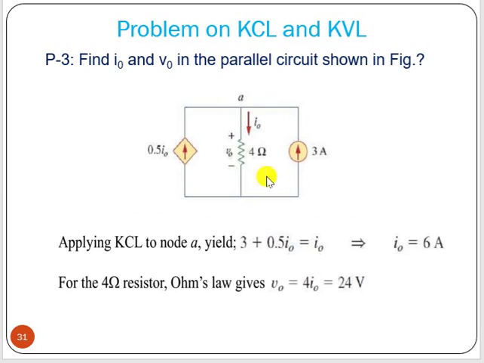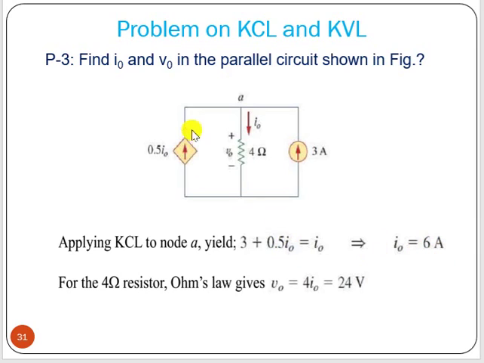Now a third problem. Again we have a dependent source also, diamond shaped. Now here let us apply KCL at node A. What can we write? Current entering: this current is entering, 3 ampere current also entering, I0 is leaving. So entering current is 3 ampere plus 0.5 I0 equals I0. Entering current equals leaving current. From this we can find I0.